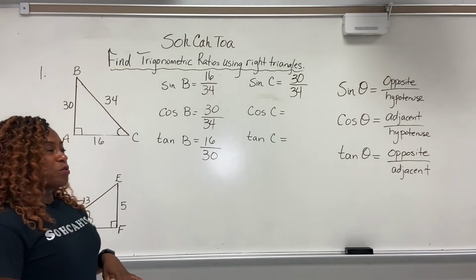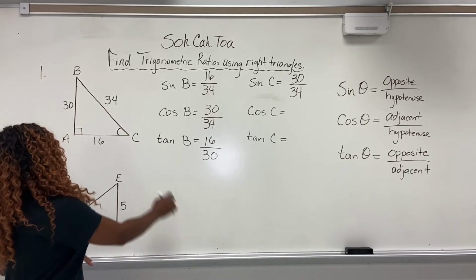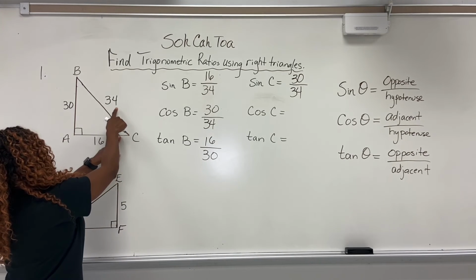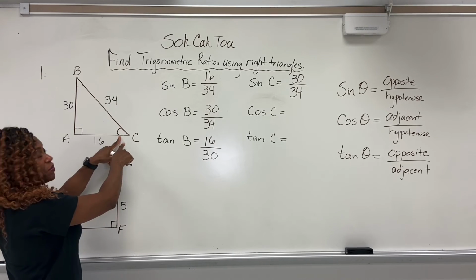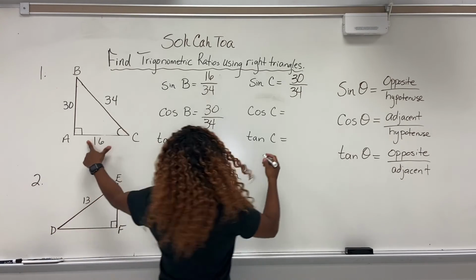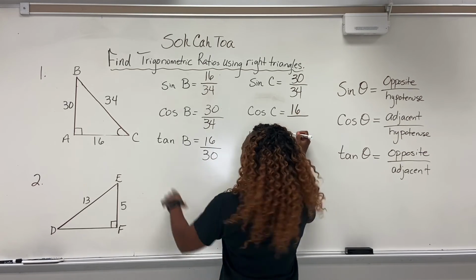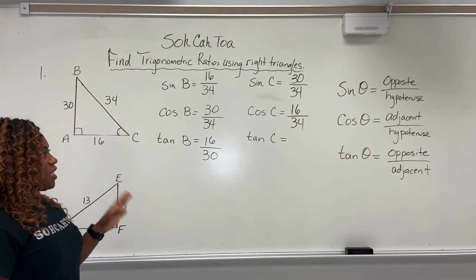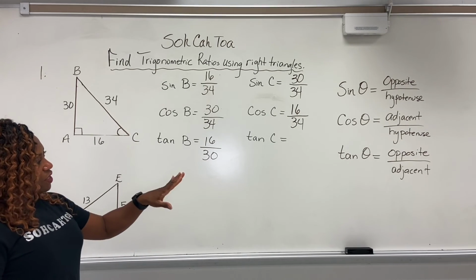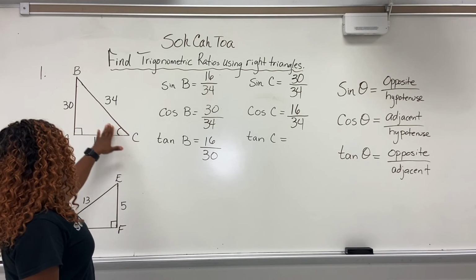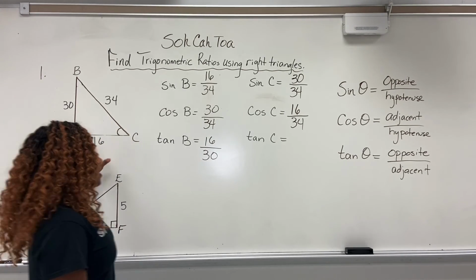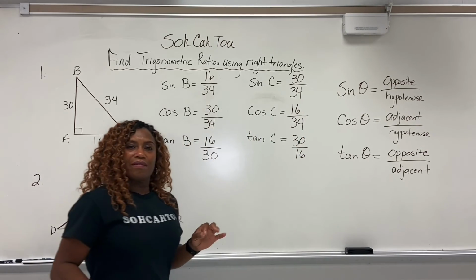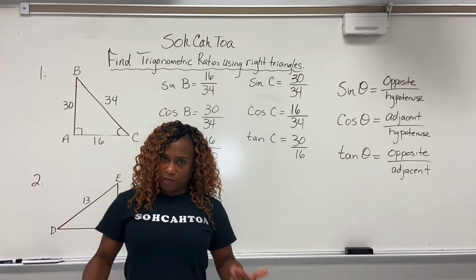The cosine of angle C is adjacent over hypotenuse. So here we have angle C, and the side that's adjacent to it is 16. We can't say 34 because that's the hypotenuse. So 16 is beside angle C, that's 16 over the hypotenuse of 34. And then lastly, for this problem, the tangent of angle C, opposite over adjacent. So the side that's opposite angle C is 30, adjacent is 16. Our ratio is 30 over 16.